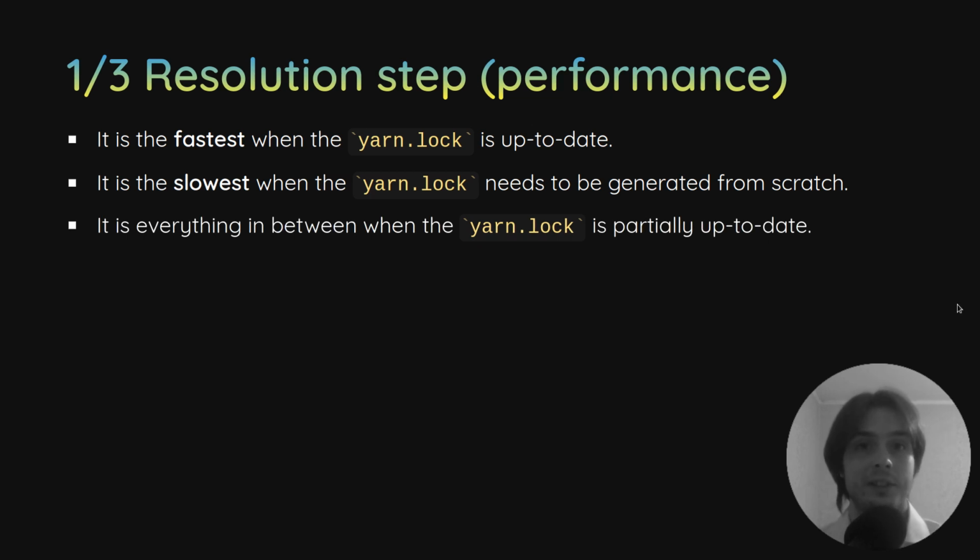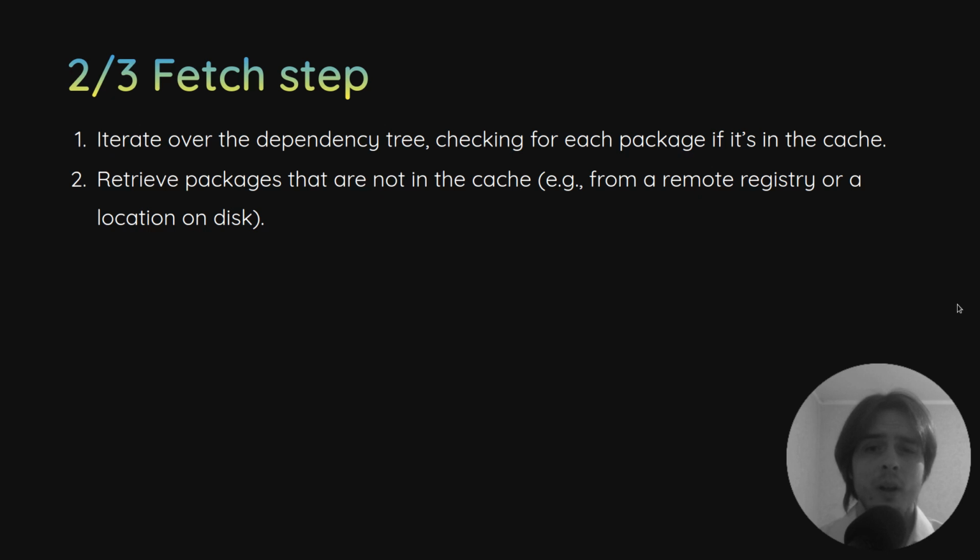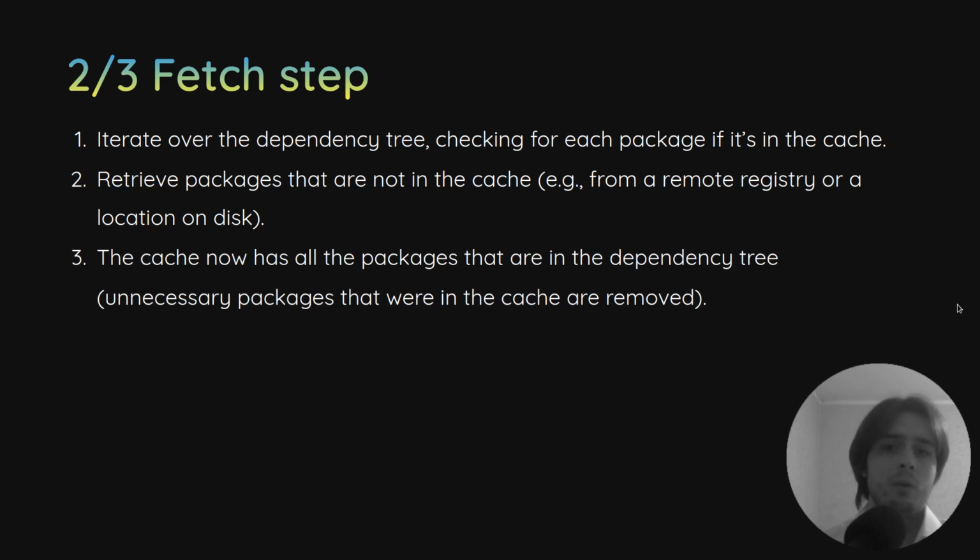Next, we have the fetch step. So once Yarn has resolved the entire dependency tree, it will iterate over that dependency tree, checking for each package if it's in the cache. And then for all the packages that are not in the cache, it will retrieve that package, for example, from a remote registry or from a location on disk, depending on how that package has been defined. And now, after this has been done, the cache has all the packages that it needs for the entire dependency tree. And all the unnecessary packages that were in the cache are removed.